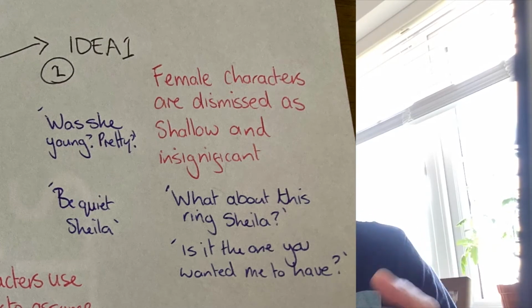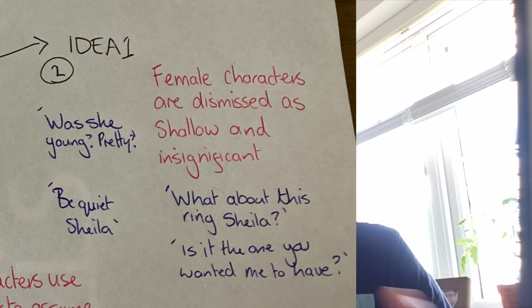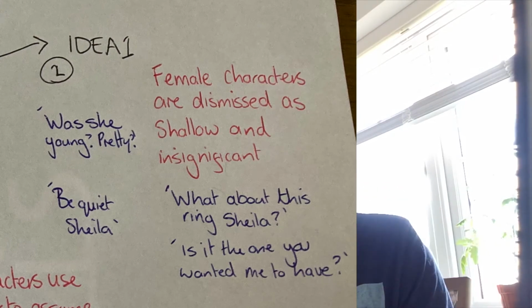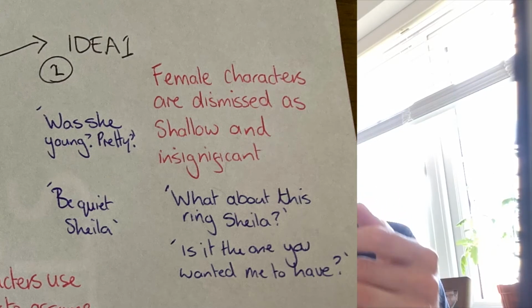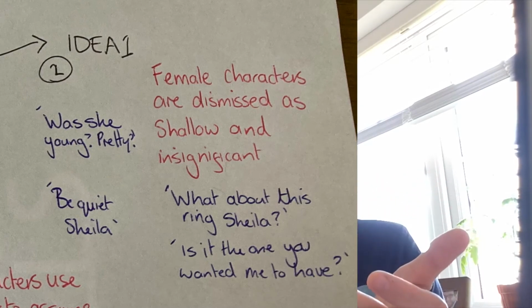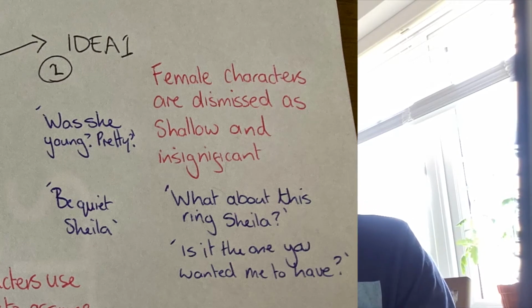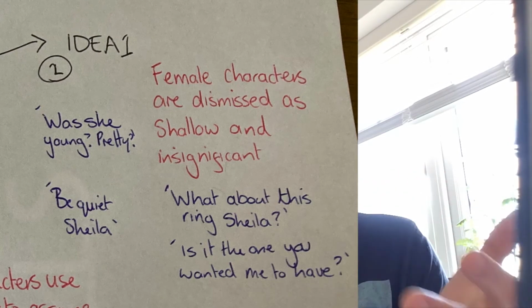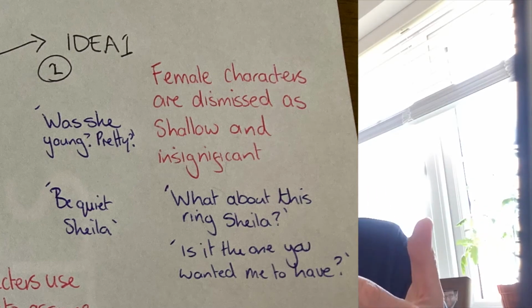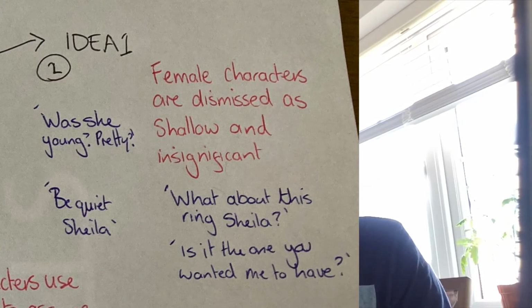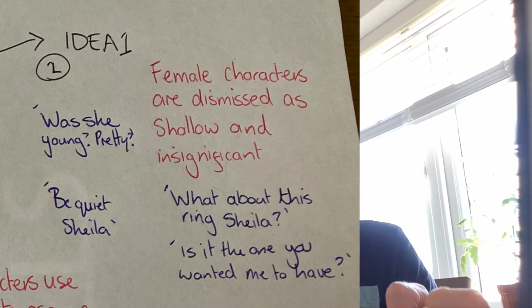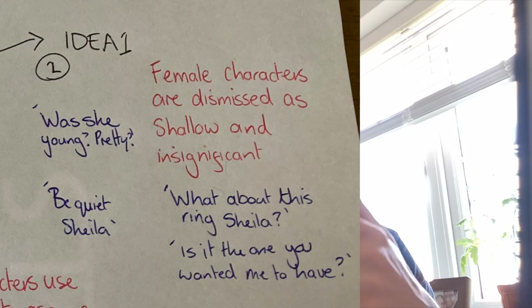Things like, "What about this ring, Sheila?", showing how Gerald thinks he can possess her, he can use the engagement ring to win Sheila over. At the start of the play she says, "Is it the one that you wanted me to have?", showing that she's actually been controlled by Gerald, and she describes the ring as beautiful and wonderful. When she first hears about a young girl who's died, she asks, "Was she young, pretty?", showing her obsession with looks and the material world rather than personality and empathy.